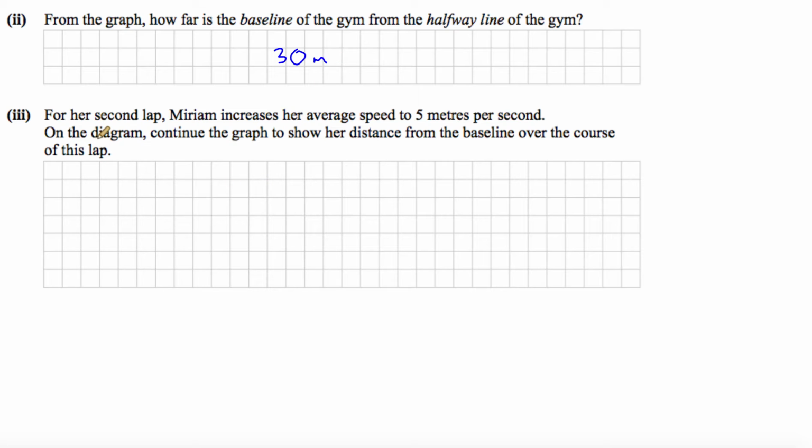And finally, part 3, for her second lap, Miriam increases her average speed to 5 meters per second. On the diagram, continue the graph to show her distance from the baseline over the course of this lap. Okay, so her distance is still going to be 30 meters.